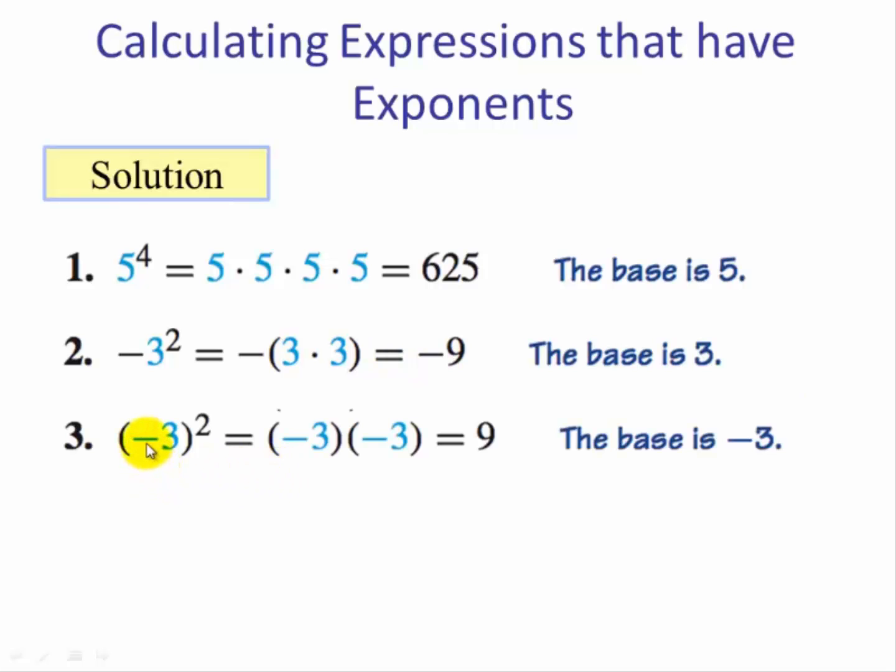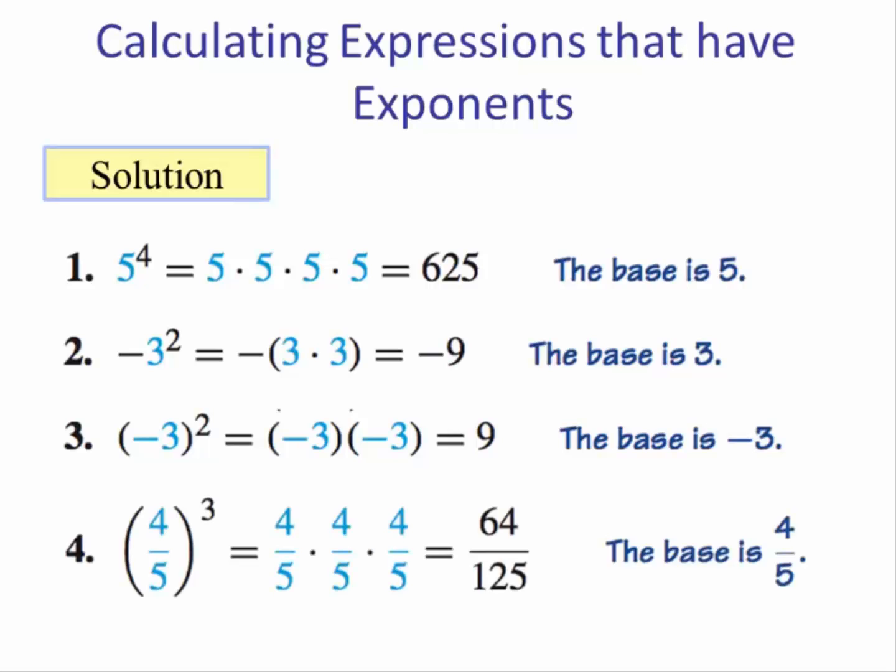Now number 3 is negative 3 quantity squared, which means the base is negative 3. Negative 3 times negative 3. Negative times negative is positive. And number 4, 4/5 to the third power, the base is 4/5. So we multiply 4 times 4 times 4, which is 64. 5 times 5 times 5, which is 125.